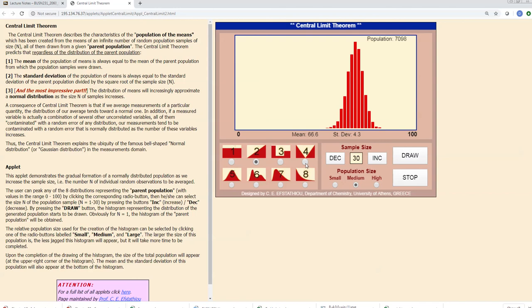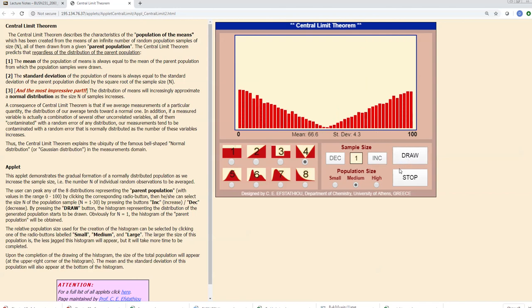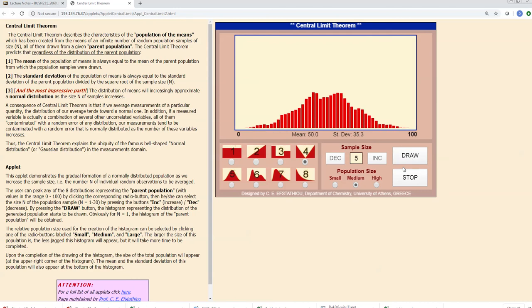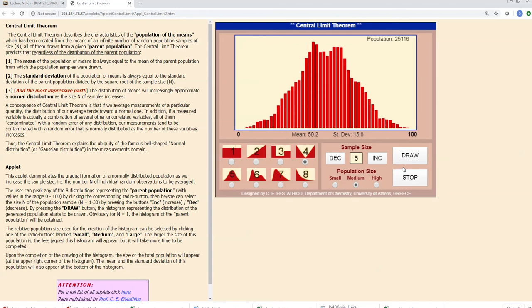All right, so let's do this one. First of all, this is how the population looks. All the samples of size 1 will give you the shape of the population. Now let's go up to 5. Yeah, that looks a little weird, right? There is a valley here, then a valley here, and a big valley here. But the mean is 50.2, and sigma is 15.6. So I go up to 10.